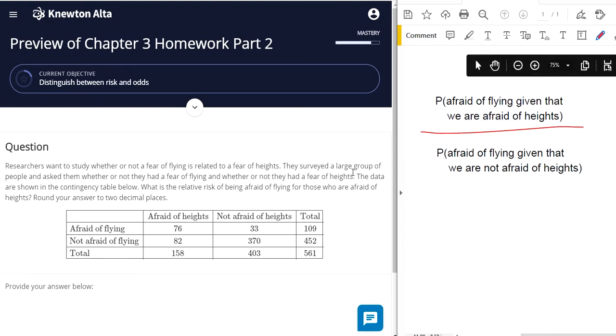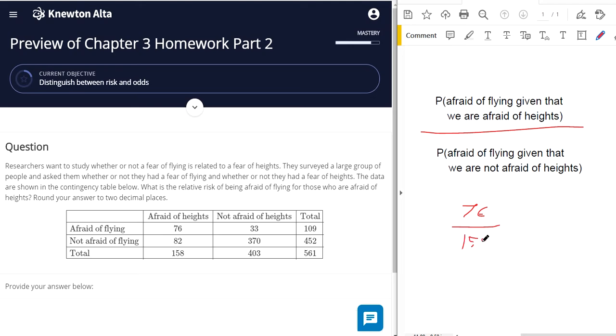Okay, so the probability of being afraid of flying, given that we're afraid of heights. There's 76 people that are afraid of flying out of a total of 158 that are afraid of heights, because it says given that we're afraid of heights. Right, the other way of doing that is you could go through the formula, but there's 76 people that are afraid of flying out of the total that are afraid of heights, because that's the given part of the conditional probability.